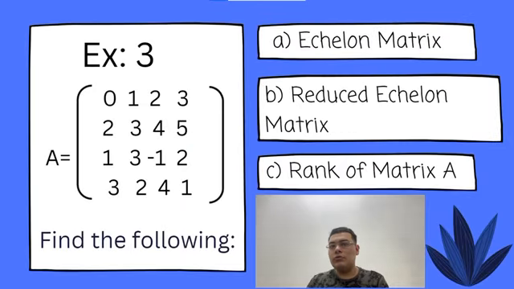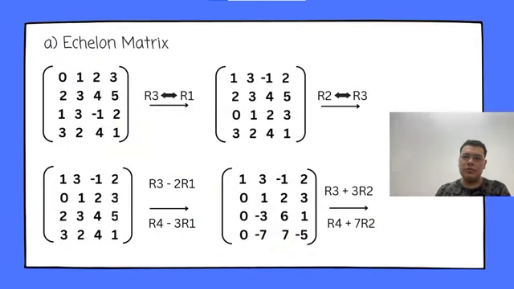Now we will go to example 3, which contains a 4 by 4 matrix, and from this question he wants the echelon matrix, the reduced echelon matrix, the RREM and REM, and also the rank of the matrix. So let's jump into it.